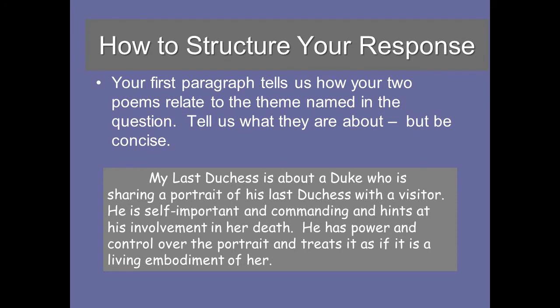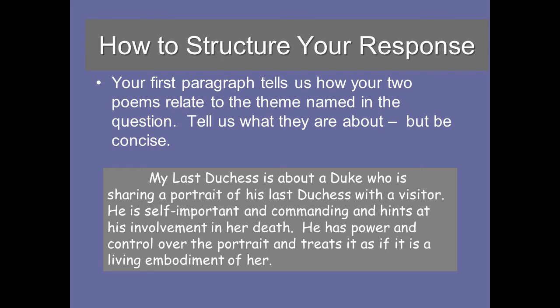So, we think very carefully about what the poem's about, and that's what we need to show that we understand. So our first paragraph, if we're in the exam, tells the examiner what we know about the poem and how it relates to the theme that will be in the question. If it's My Last Duchess, it's most likely to be about power. So we need to concisely, in only a couple of sentences, show that we understand what the poem's about. So here's my example.